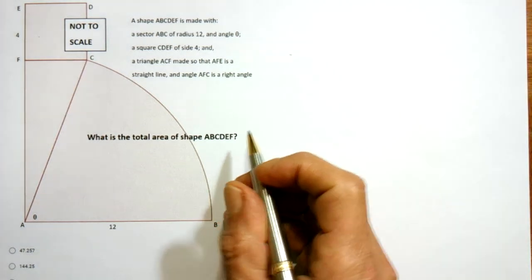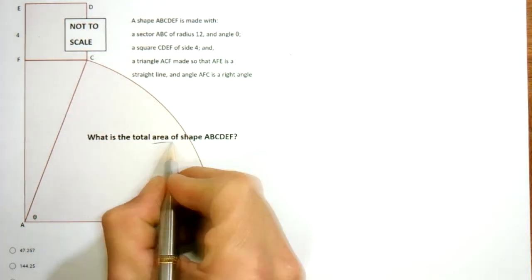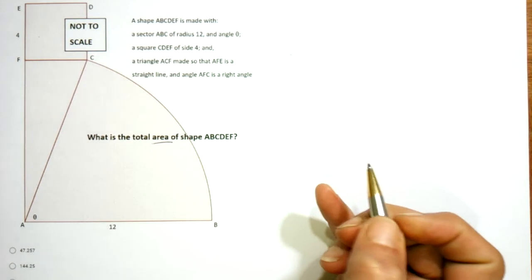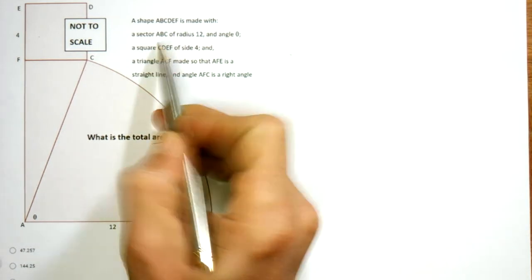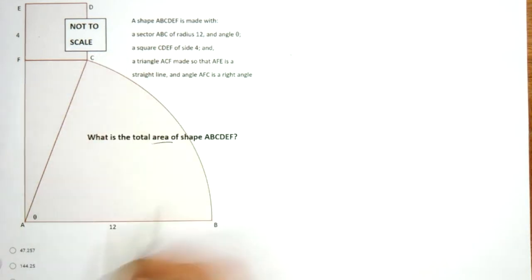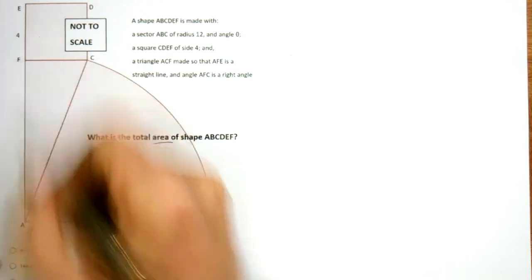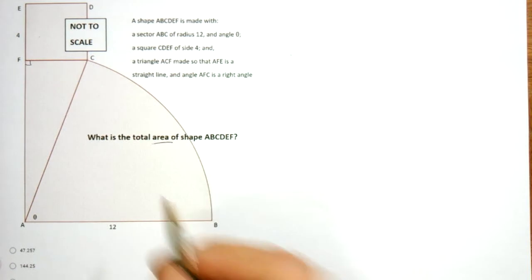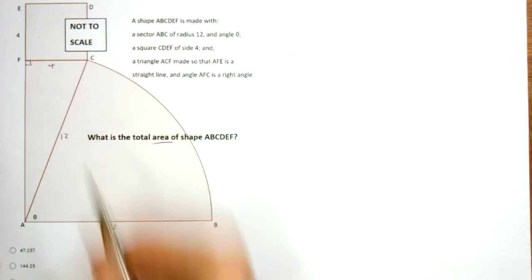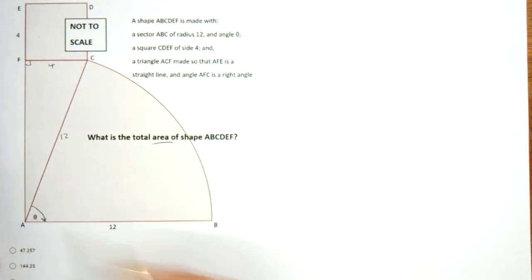Test C question, compound shape area. It is area, look, the other one's perimeter. We've got a shape made of a sector, and the radius is 12, a square of side 4, a triangle ACF, that's a right angle, and this is 4, that's 12, theta's down here, look.